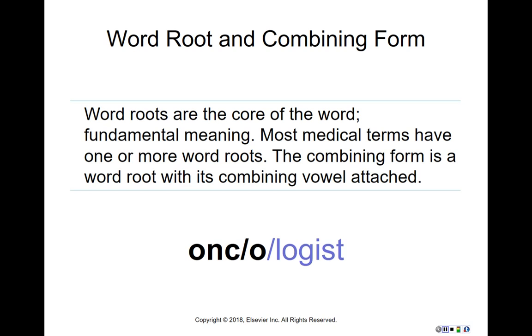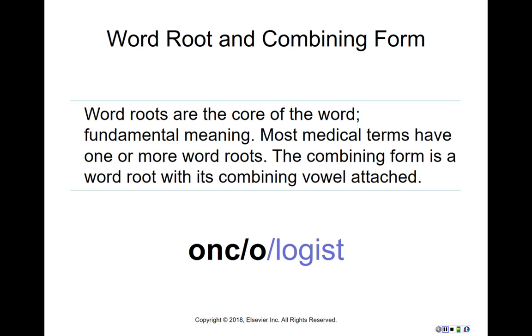The combining vowel, usually the letter O, is just used to ease pronunciation, to make it flow better. So hepatomegaly, the O is just there to make it sound better when you're pronouncing it. Because just imagine that it's not there. You'd have to say hepatmegaly, which doesn't sound awful, but there are some terms that if you did not have that O in there, it would sound horrible. And then again, the combining form is just the word root with that slash and the combining vowel after it. It's just for learning purposes only.